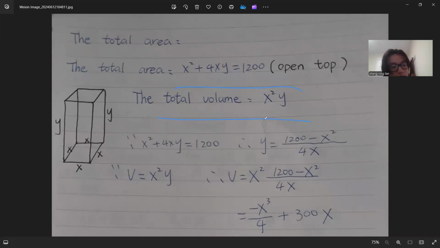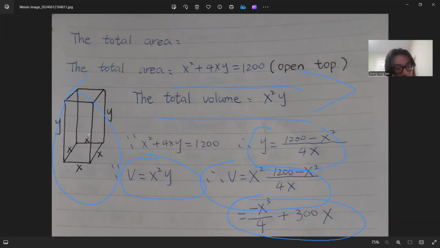At this time, we have two formulas at the same time. We can express y in the area formula in terms of x, and then put it into the volume formula, so that the volume formula only has x. We simplify this formula and we can get this. This is the volume function of this cuboid.